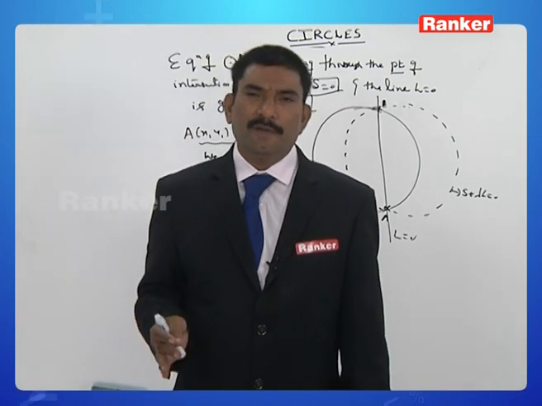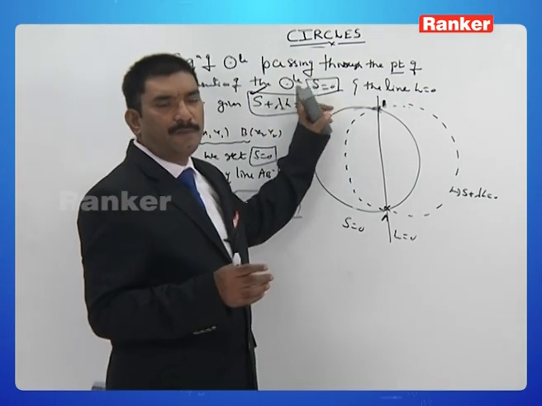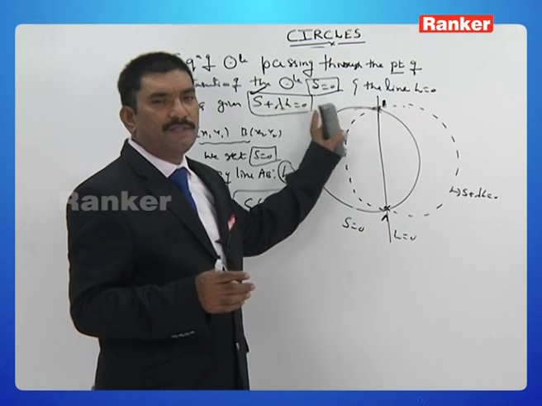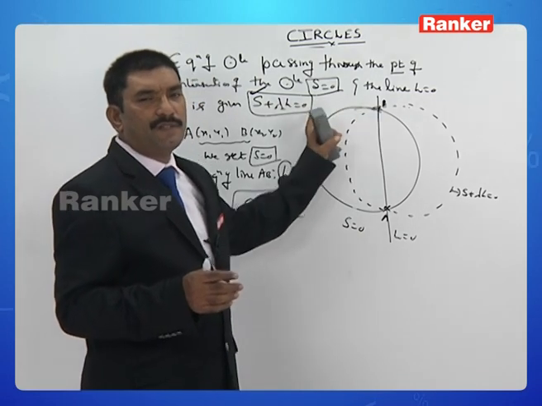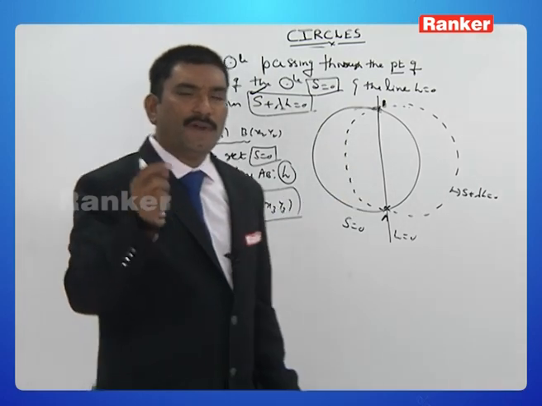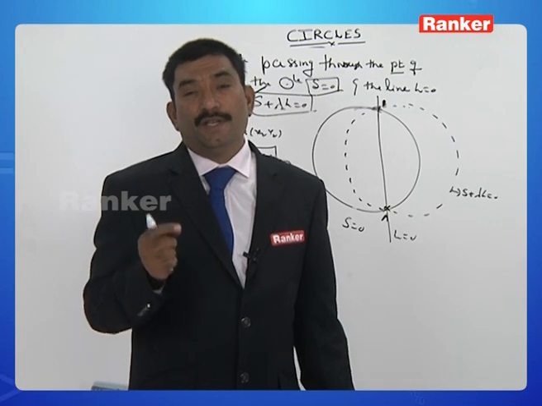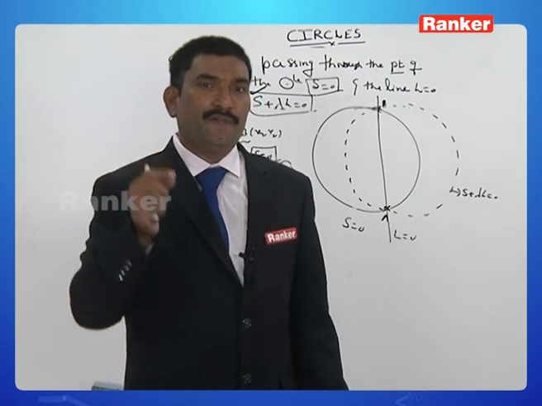That's the second method. The third method is the equation of a circle passing through the point of intersection of the circle S is equal to 0 and L is equal to 0 is given by S plus lambda L, where lambda is a parameter. Then how to find out S? Take it as the ideal case, AB as a diameter. That gives the equation of the circle.